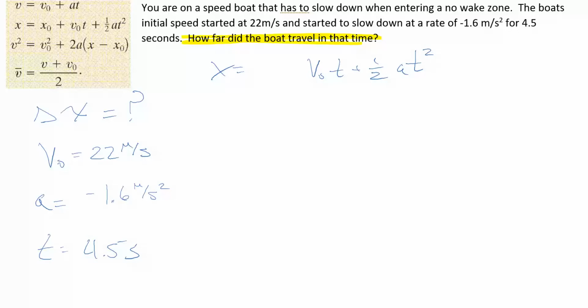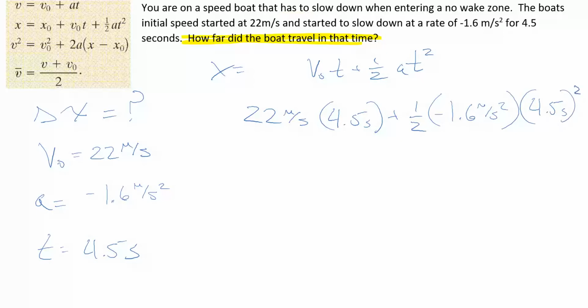My initial velocity is 22 meters per second times 4.5 seconds. And I'm adding that to 1/2 my negative 1.6 meters per second squared, and then times 4.5 seconds, which also gets squared there.